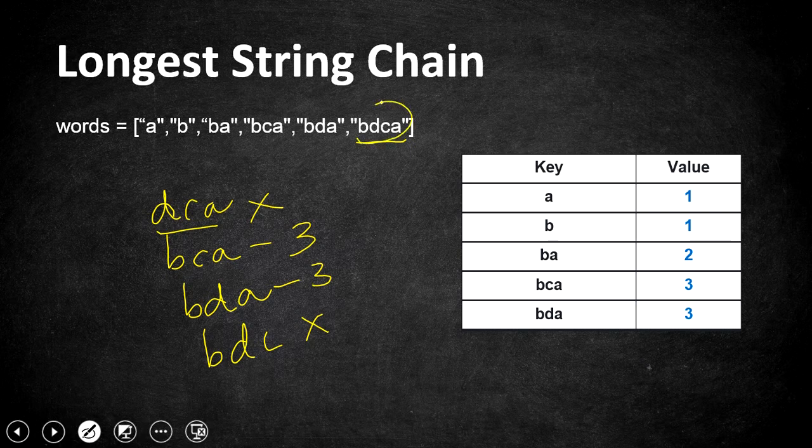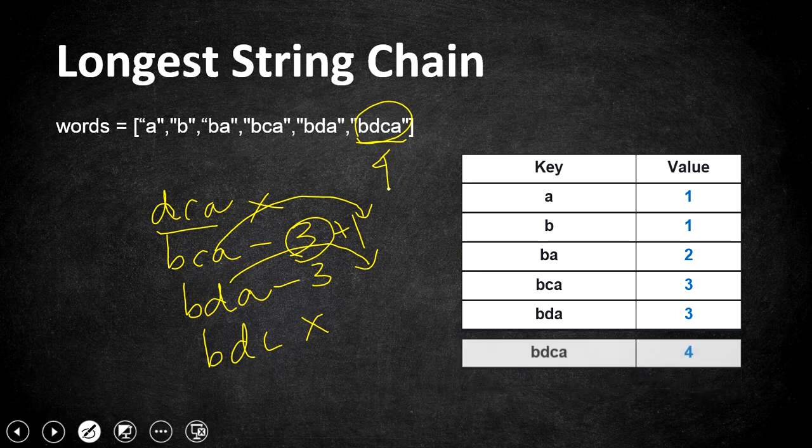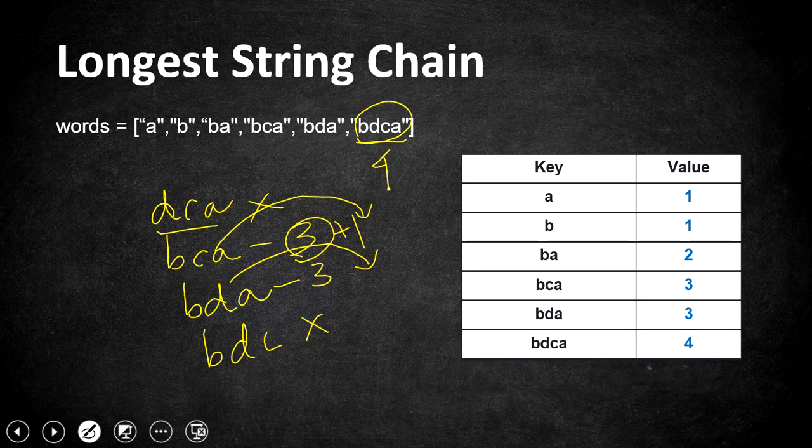BDCA can possibly become the next word to BCA or BDA. In this case, both of them are equal. So we are going to add 1, which is going to be the fourth word in the longest string chain. So we are updating our hash map with BDCA as 4. Overall, 4 is the highest value out of all, which is going to be the longest string chain, and 4 is going to be our output. That is what we are going to return.